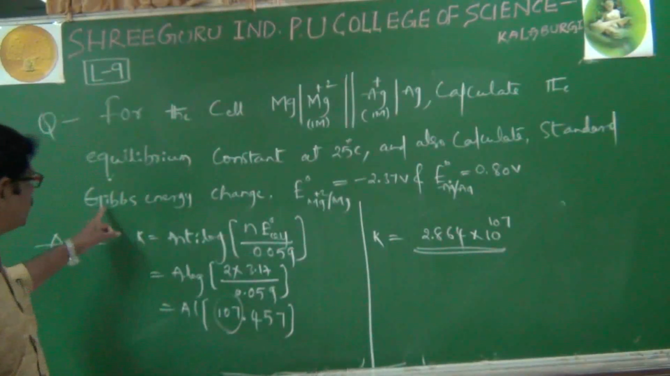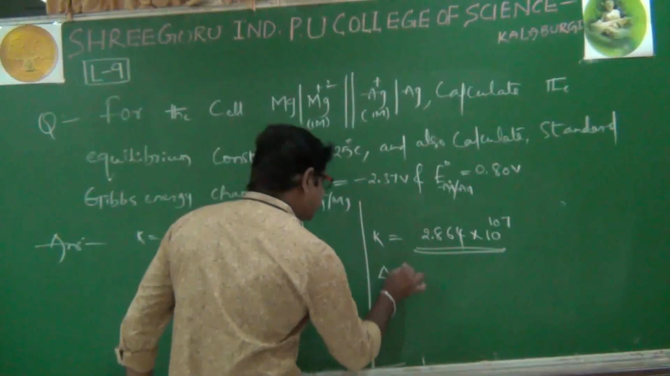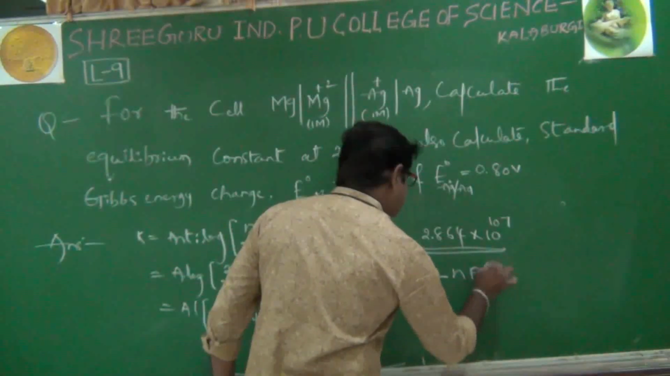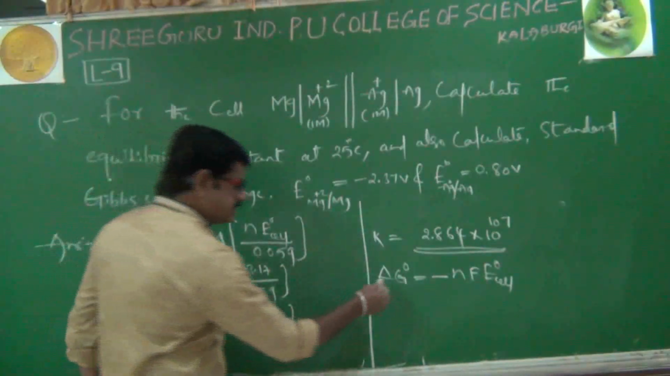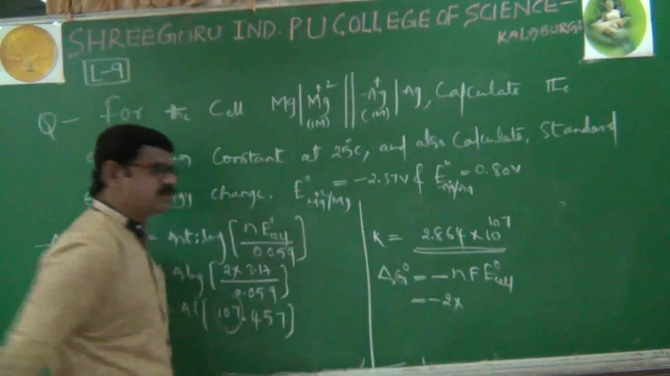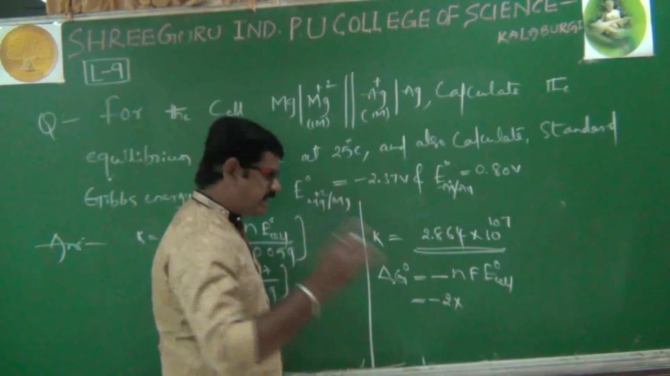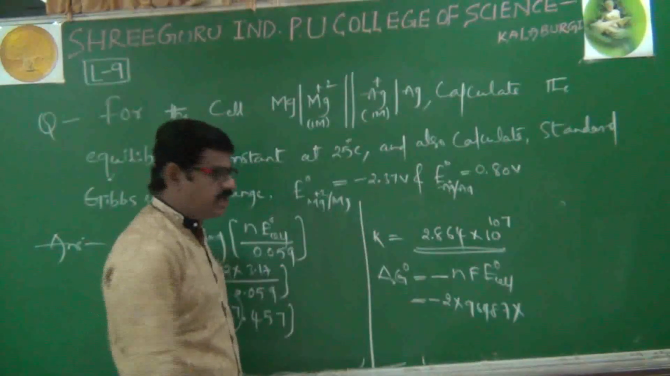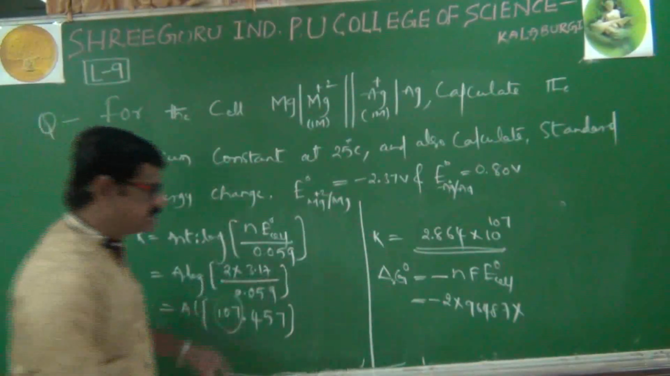Next, one more value we have to calculate, that is the Gibbs free energy change, that is nothing but delta G naught. Delta G naught equals, yesterday, in the last class, we took the formula: minus nFE naught cell, the reversible delta rG naught. That equals minus n, which is already known to you, that is 2, and F is nothing but 1 mole Faraday, that is 96,487, times the E naught cell value. Here we have already just now calculated 3.17.